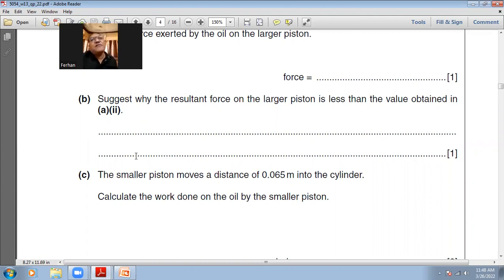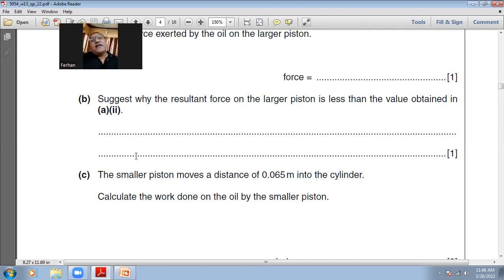The other reason can be that we have supposed that the piston is frictionless, that when it moves in the cylinder there is no friction between the piston and the cylinder. But in reality, there is always friction between the piston and the cylinder. So maybe there is friction between the larger piston and the larger cylinder. If there is friction between them, then some of the force will be used to overcome that friction. So the force actually exerted on the larger piston will become smaller.